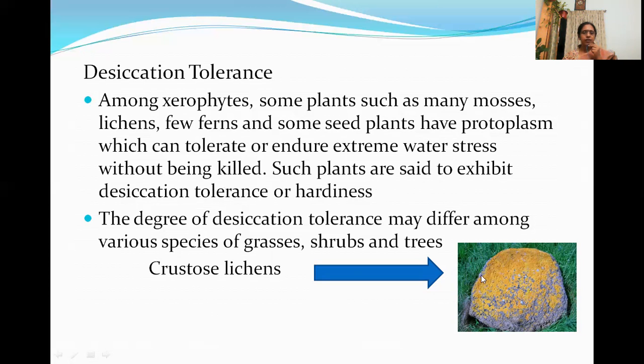You can see this is the crustose lichen, and this is the rock. On the rock, it is growing. So in the rock, we find hardly any water. On this, it is growing, and desiccation is tolerated. There is no loss of water. Even in that condition, it is growing. The degree of desiccation tolerance may differ among various species of grasses, shrubs, trees.